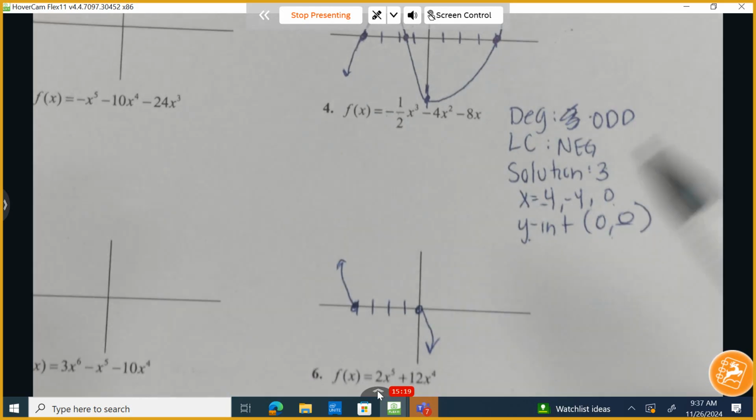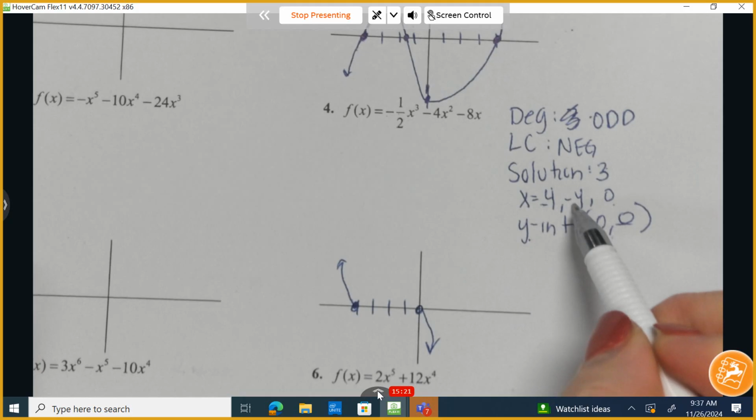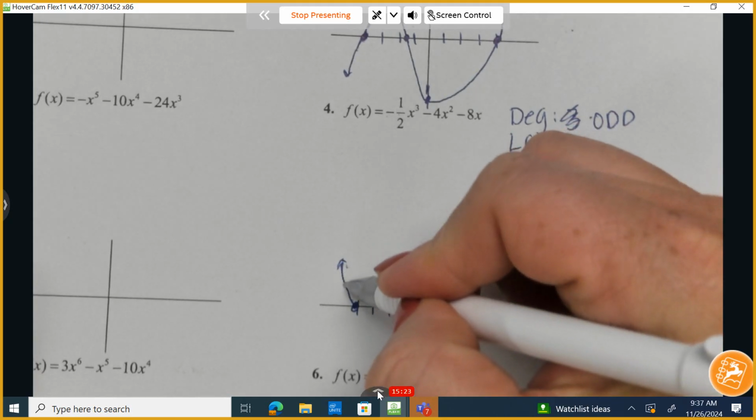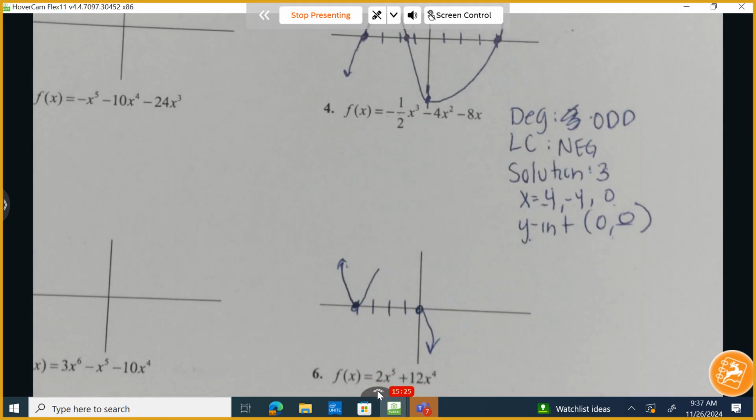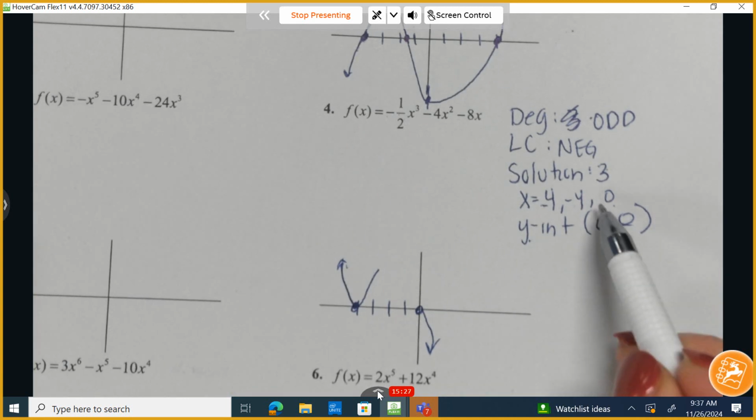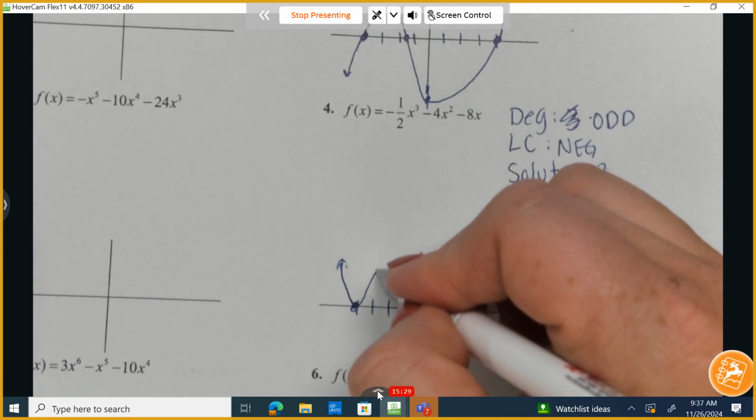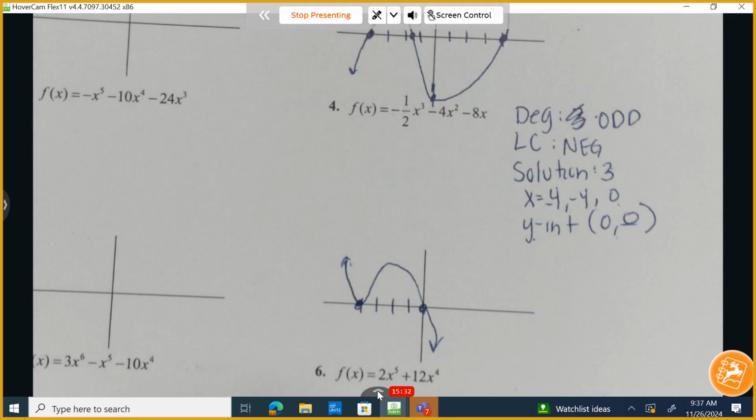Okay, so it needs to bounce off at -4. So we can see it's already coming this way. To bounce off, it's going to go back up. Now it bounced off. And then it needs to cut through at 0 because there's only one solution. And then it cuts through. And this problem is done.